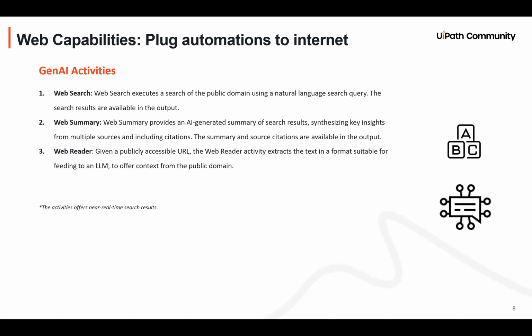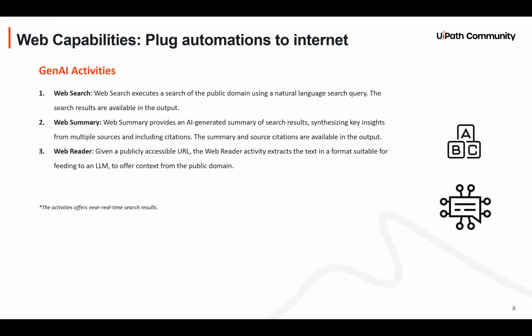Okay, so the web search activity, the first one, executes a search for the public domain. So any private websites or ones that require a user ID and password, we cannot search using this activity. For this, we just pass a natural language search query like we normally type to search in Google. Similarly, we'll pass a prompt like search the Stack Overflow website for UiPath questions, and it will search and get the number of results we want. It could be 5 or 10 results, so it will search that for us.